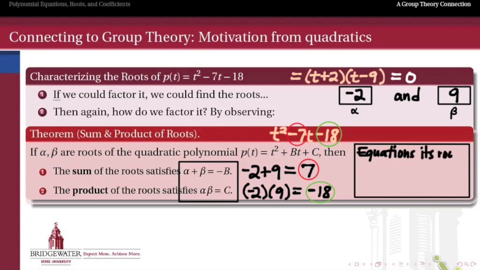So these two equations, alpha plus beta equals negative b, and alpha times beta equals c, will be satisfied by whatever the roots of t squared plus bt plus c are. So in our example, we know before we even solve this equation that the roots of this polynomial will satisfy alpha plus beta equals 7, and alpha times beta equals negative 18. That doesn't directly help us to solve this equation, but it does give us some information.